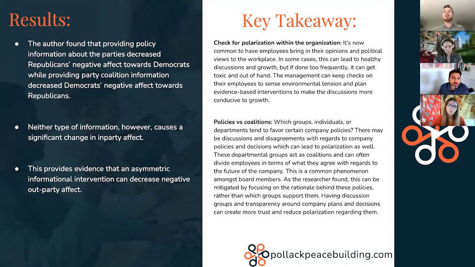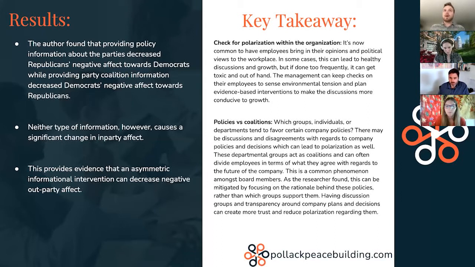And so the key takeaway that Anna Priya took from this for organizations is one, checking for polarization, because it can be common now for employees to bring political opinions and views into the workplace. In some cases, these types of conversations can lead to healthy growth, but it can also lead to toxicity and these comments becoming out of hand. And so keeping checks on employees just to sense environmental tension and plan evidence-based interventions to make the discussions, if they're happening, more conducive to growth can be helpful.